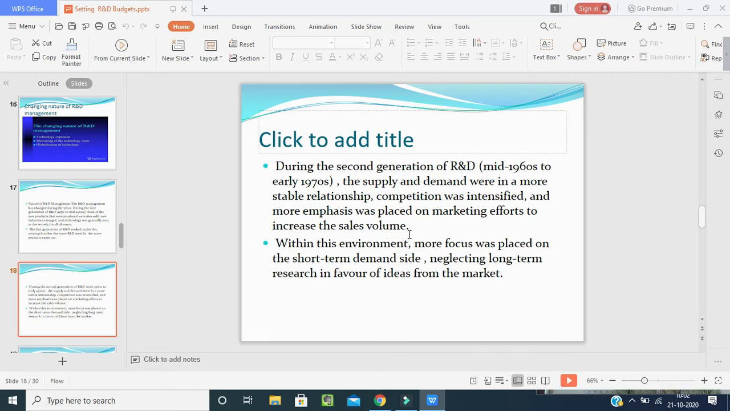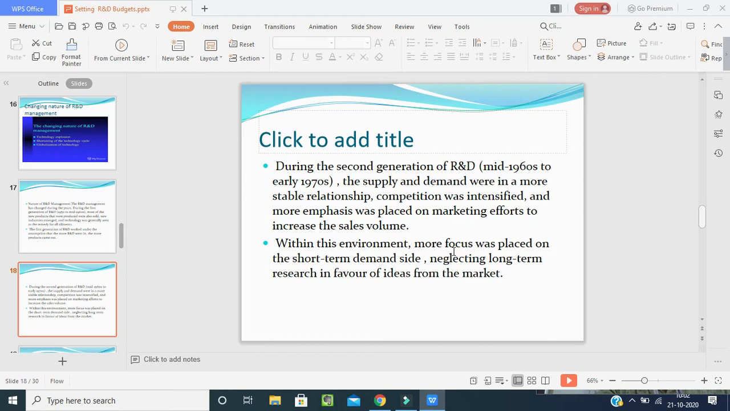So what's happening from the mid 1960s to the 1970s? Again, it's a period of 15 years. In this period, the supply and demand relationship of the product was huge, competition was intensified, and more emphasis was placed on marketing efforts to increase the sales volume. Marketing started during these days for sales volume.